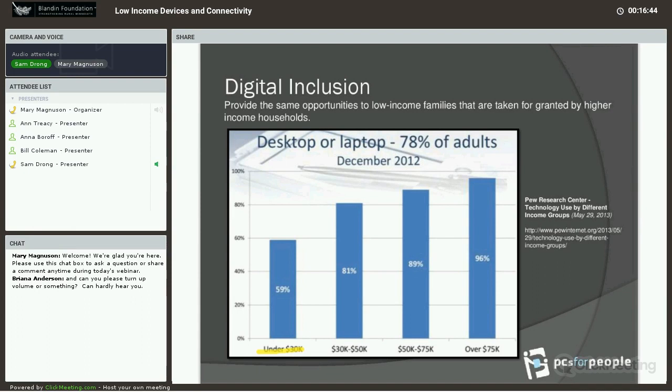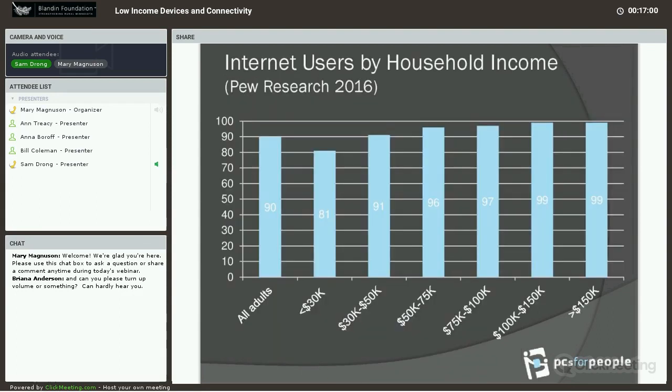PCs for People works specifically with people that are at 200% of the federal poverty level or below. Our average household income is $12,500 a year, so it's still well below the $30,000 tracked here in the annual income. One thing that I think is interesting here is that it shows information in a slightly different way than how Ann had presented them.